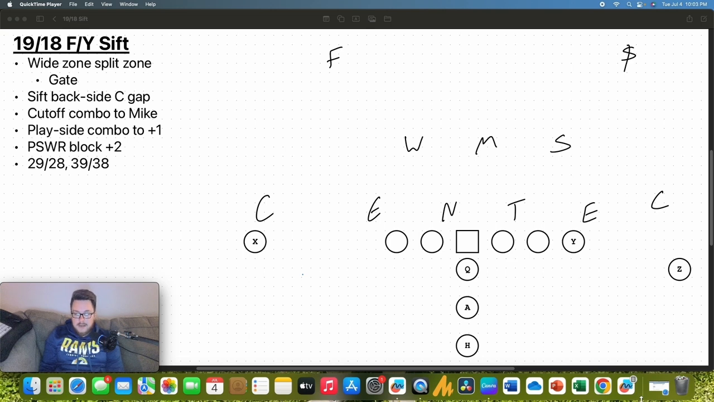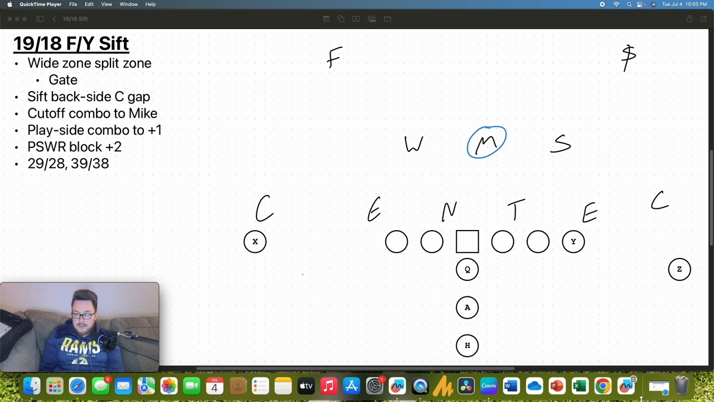So looking at F SIFT here, we'll get into some Y SIFT stuff later like we have been these last few videos. We're going to ID the second linebacker in the box, and we can run this both ways. So we'll go 19 F SIFT and then 18 F SIFT here. As far as where the fullback is positioned, he can be positioned in any of the 3 spots. He can be strong, weak, or in the eye.